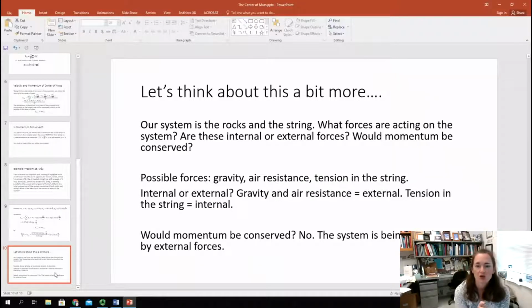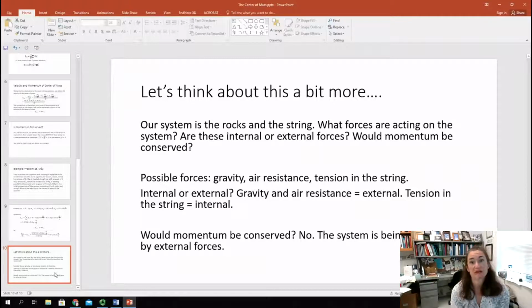So here, gravity and air resistance. What causes those forces? Gravity comes from the attraction of the rocks and the string to Earth. So since that's the case, that means the force is caused by Earth, which is external to the system that we have defined. Okay? So gravity is an external force.